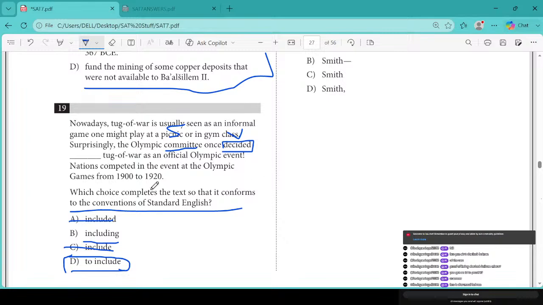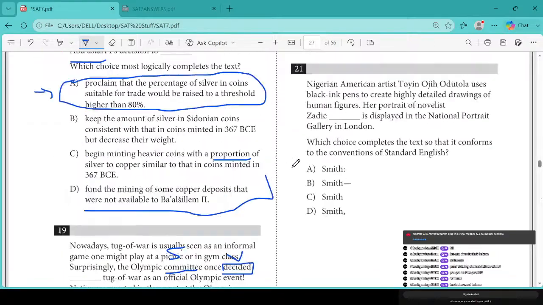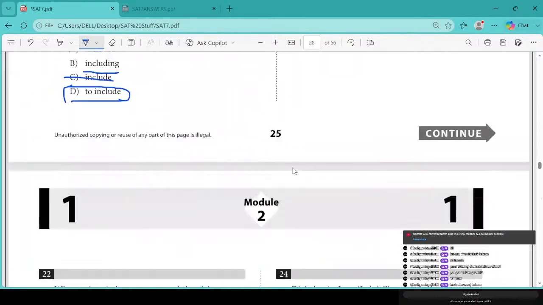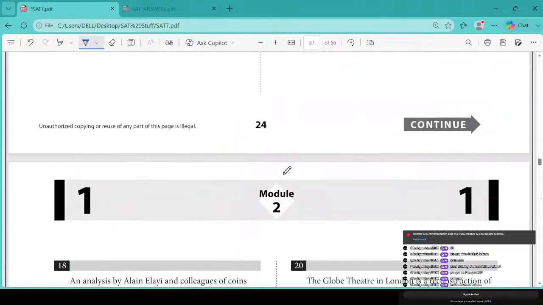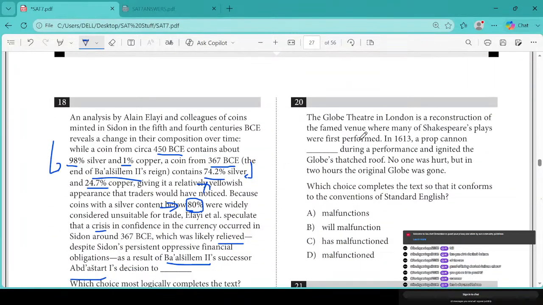Yeah. This should be simple to most of you guys because if you speak English, you would know that it is to include. If you got questions, ask me, chat, and we'll just move on to question number 20.